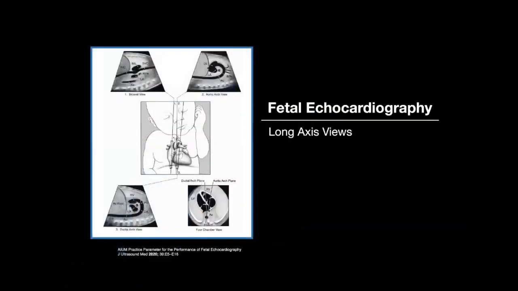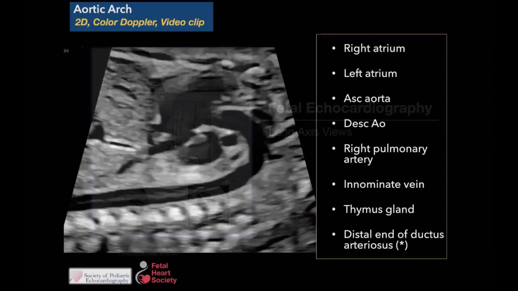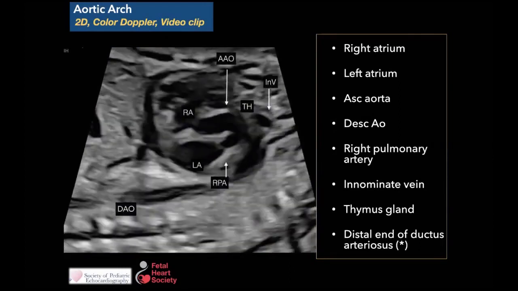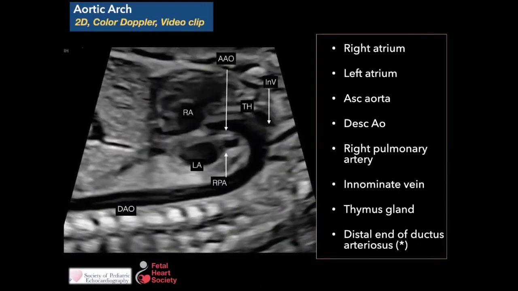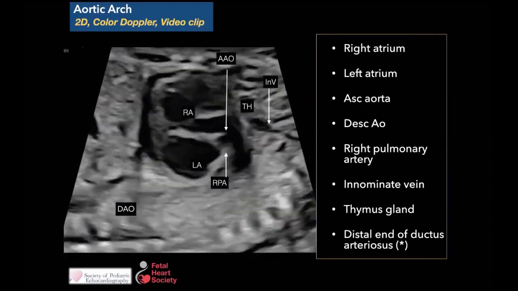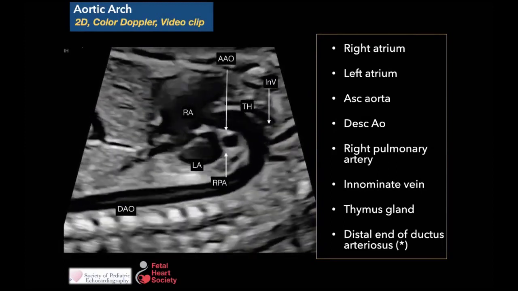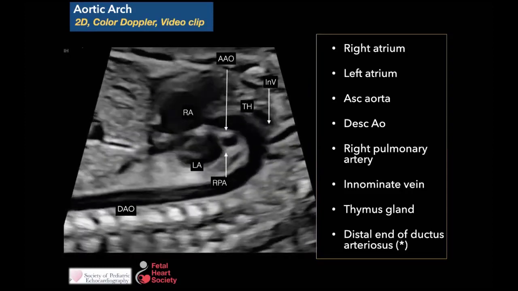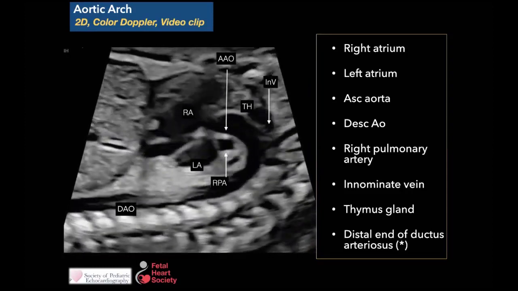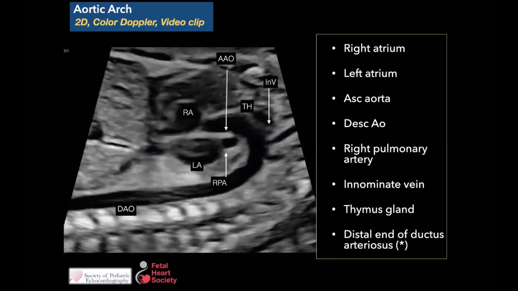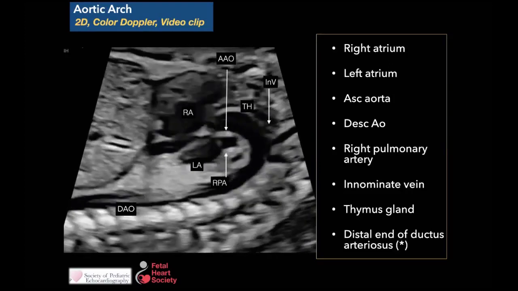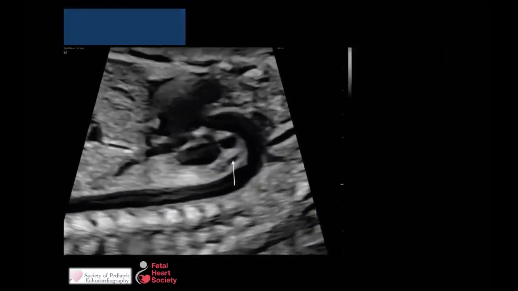So moving on to the long axis view in fetal echocardiography. Here we see the normal aortic arch components, such as the right atrium, left atrium, the ascending aorta, descending aorta, right pulmonary artery, the innominate vein, you can see here, and the thymus gland, and the distal end of the ductus arteriosus, which we'd actually not see in this view. We include these in 2D, color Doppler, and also as part of the required motion video clips.